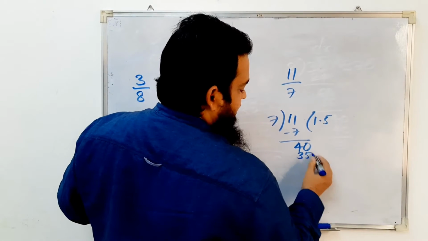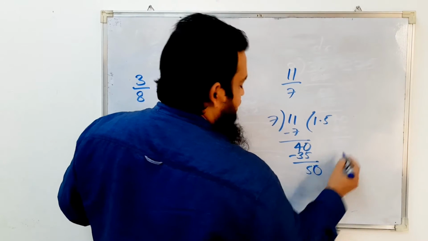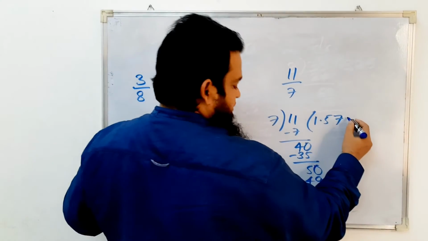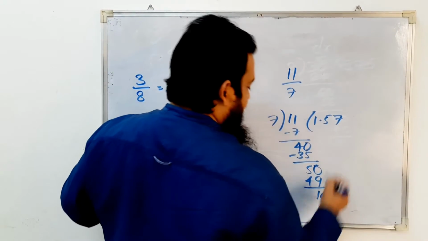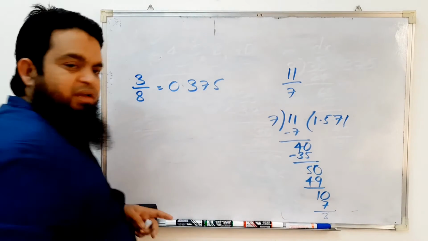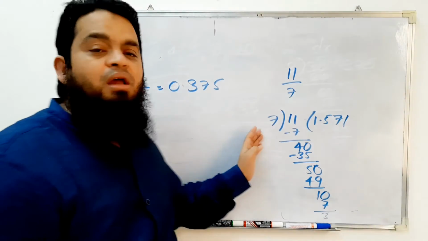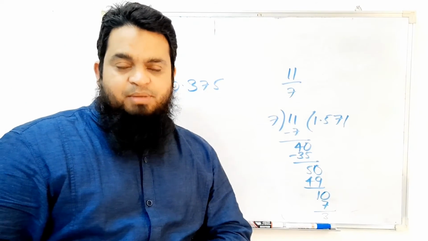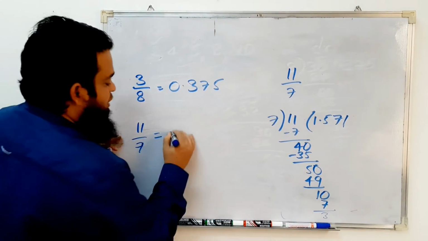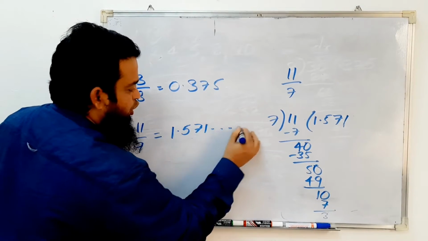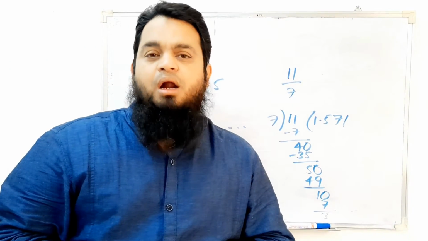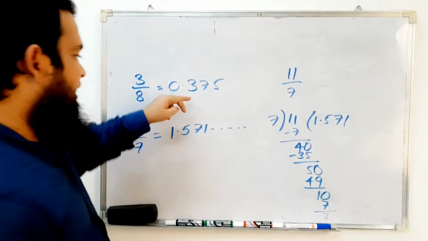0, 7 5s are 35. The remainder is 5. 0, 7 7s are 49. 1. And then already you have a decimal, you put the point. 7 ones are 7, 3 and so on. We have studied that when you have the denominator as 7, it will be a non-terminating and non-repeating decimal. So the answer for 11 by 7 equals 1.571 and so on. So you have to write 3 non-recurring and non-terminating decimals between these two.